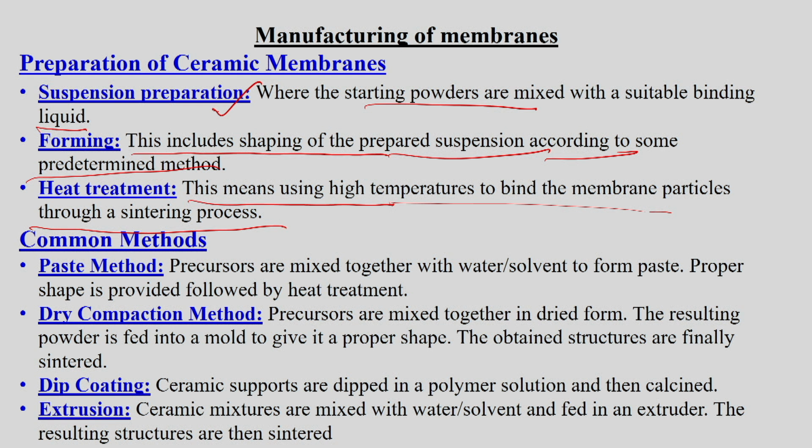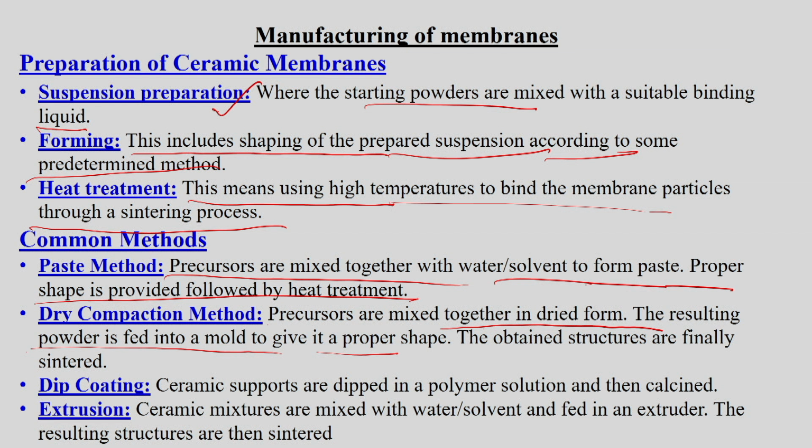Some common methods are the paste method, where precursors are mixed together with water or solvent to form a paste, then the proper shape is given using dies. Another one is the dry compaction method. The precursors are mixed together in dried form. The resulting powder is fed into a mold to give it a proper shape. The obtained structures are finally sintered, or fired.